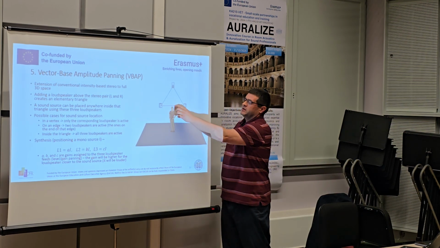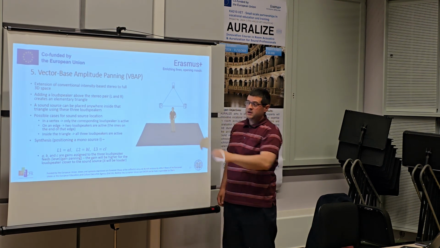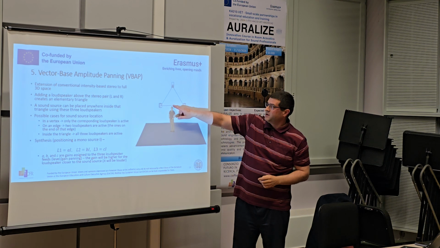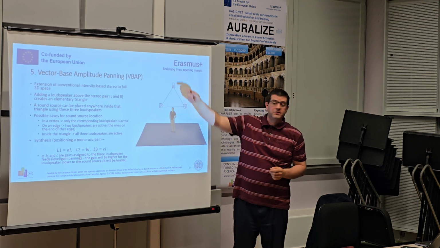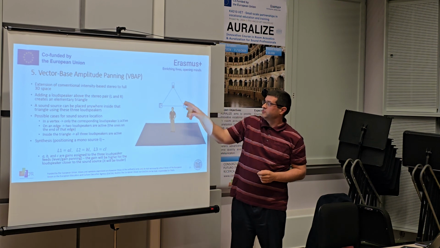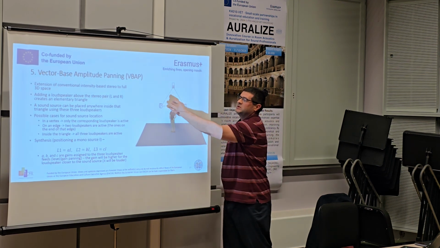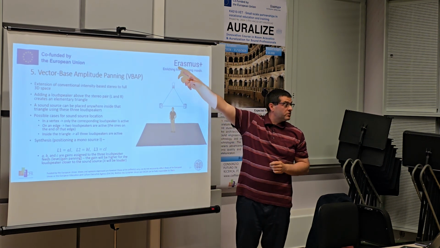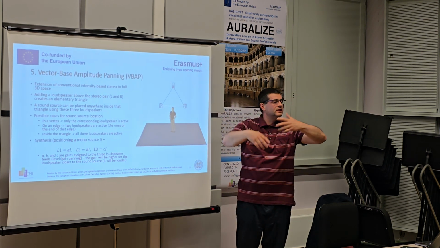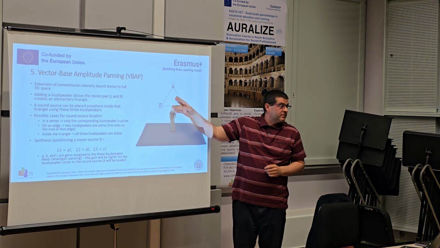If you want the virtual source to be somewhere on those edges, let's say you want it here, then these two will run, this one will not. This is also classic stereo. Or here, these two will be active, this one will not. But if you want your source to be somewhere inside, let's say here, then all three will work together to create the impression that the sound is actually coming from here.